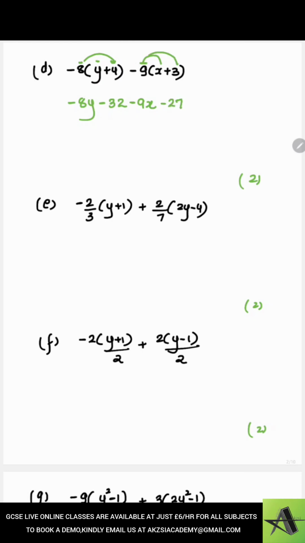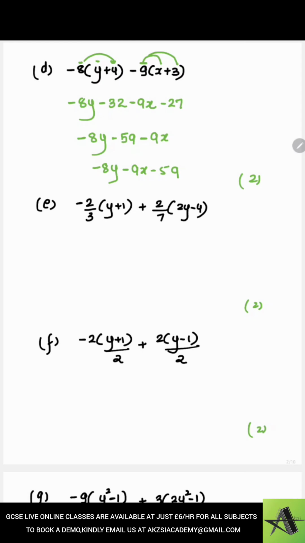Now we have to simplify it further. Minus 8y, there is no other term of y, so it's minus 8y. Now minus 32 and minus 27 is minus 59. And this is minus 9x. Or if you want to arrange variables first, you can write minus 8y minus 9x minus 59. Moving on to the next one.